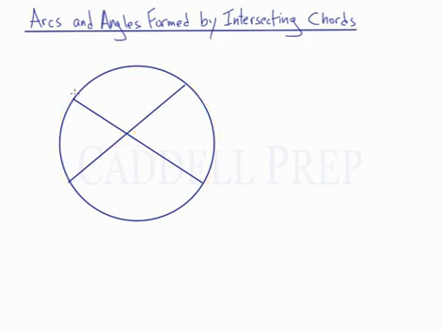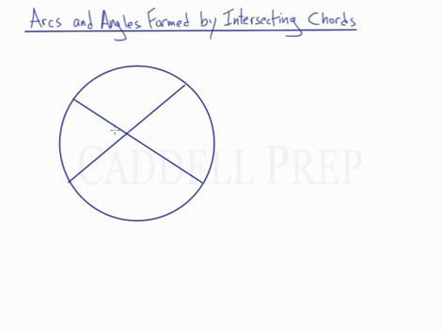And likewise, we have an arc here, and this arc. These also do not necessarily equal each other. This angle and this angle are equal to each other because they're vertical, but these angles are not equal to each other. There is, however, a relationship between these angles and the arcs.